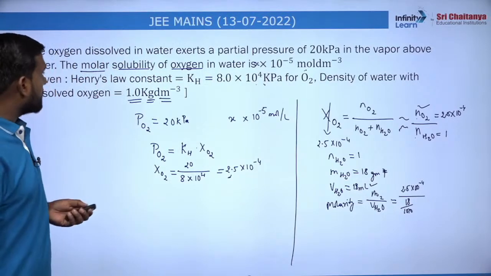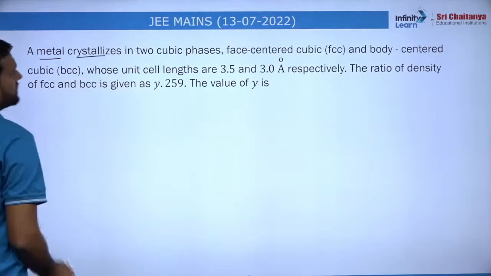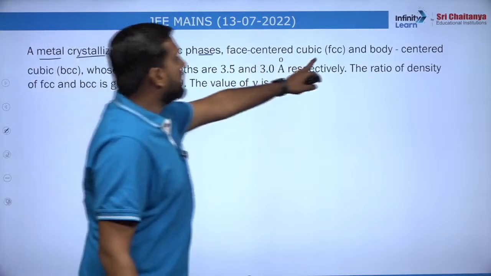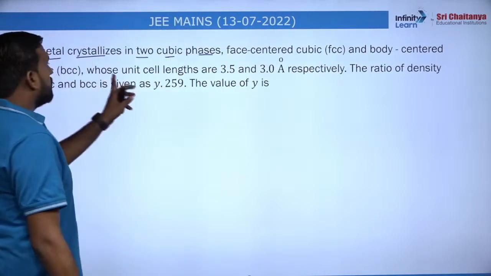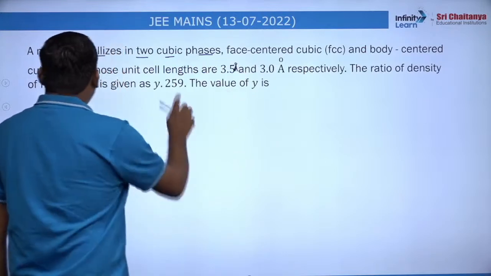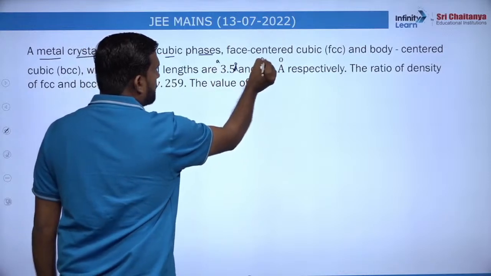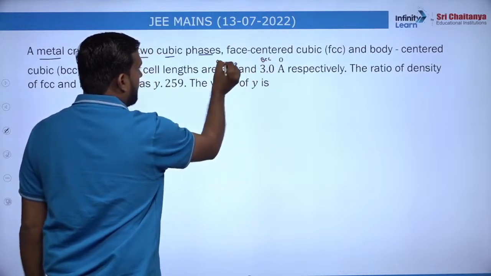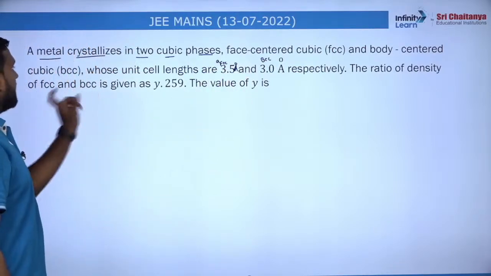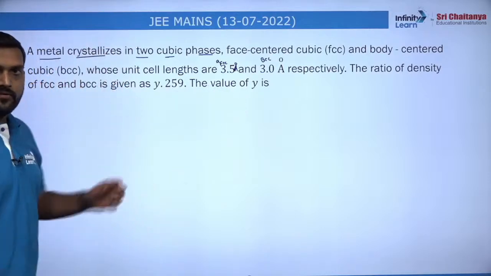Moving to the next question. The next question is that a metal crystallizes in two cubic phases, one of them is face centered and the other one is body centered, whose unit cell lengths are given, also in angstrom. This is for FCC and this is for BCC. The ratio of density of BCC and FCC is given. Find the value of Y. This question is very simple if you know the formula.